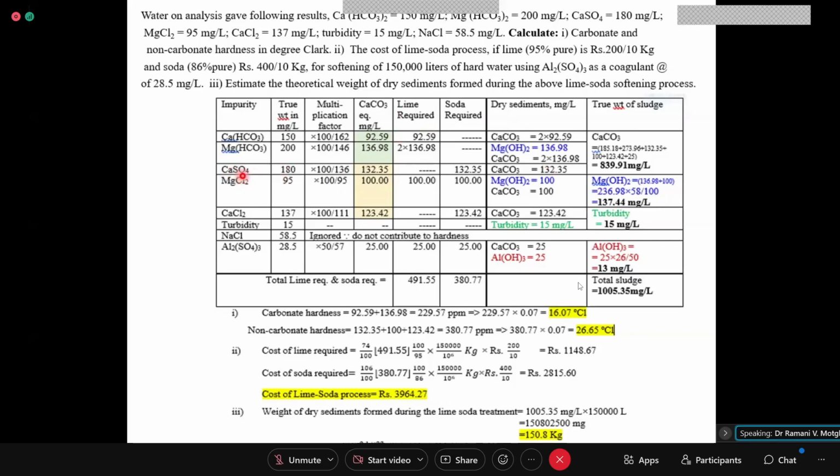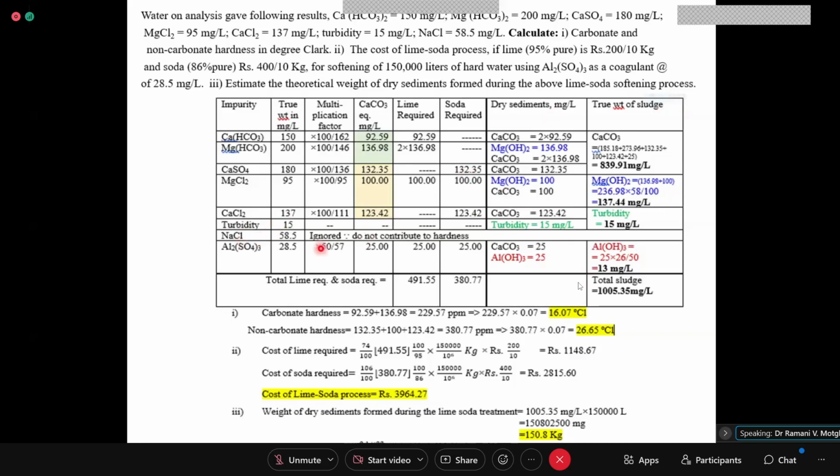First we will write this CaSO4 180 into 100 by 136. So you write 132 here. Magnesium chloride 95 into 100 by 95. So this is 100. And calcium chloride is 100. This is 137 into 100 by 111. Comes out to be 123. So this is the part which you have to first fill. Then turbidity is 15.